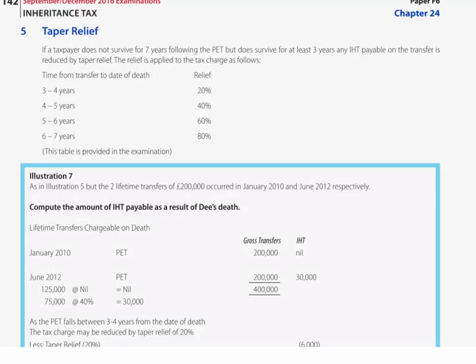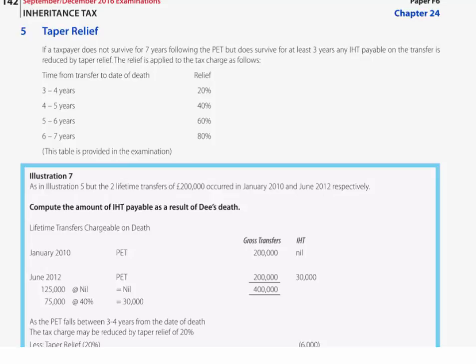At the end of our previous section, we saw how to deal with PETs, those potentially exempt transfers. We know that if you manage to live for more than 7 years having made the PET, then not only would there be no IHT payable when the PET was made, there'd be no IHT payable when the donor died either. What was potentially exempt when made became exempt. But, as will no doubt be the case in your exam question, if we die within 7 years of having made the PET, then it becomes chargeable.